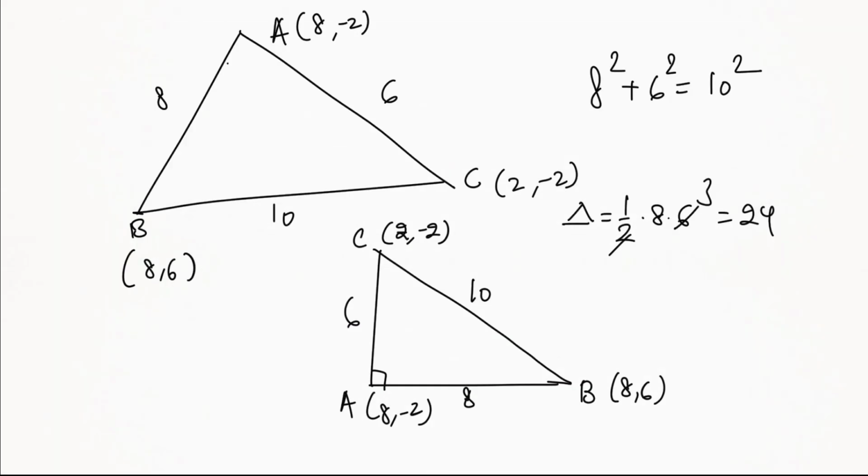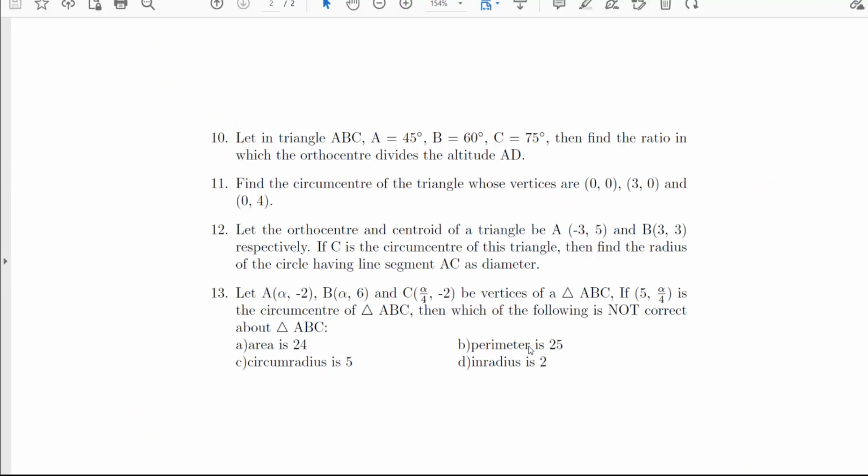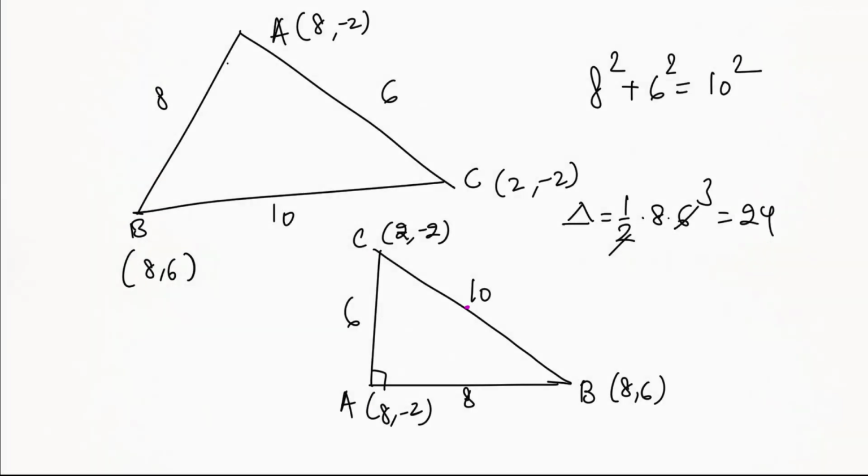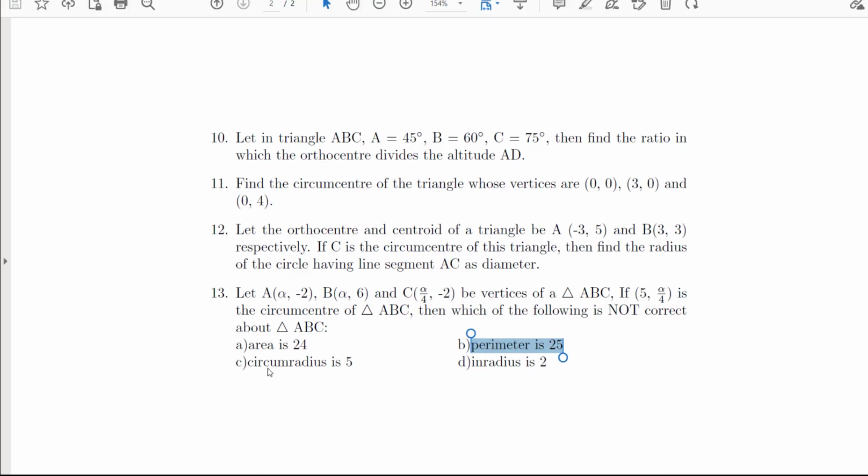Next is perimeter, which will be the sum of the side lengths, 8 plus 6 plus 10. That is how much? 18 plus 6, 24. So this is matching, right? 24. So this is one of the options. Circumradius will be what? Circumradius, you know, this is a right angle triangle. So this is the midpoint of this point and the radius will be this point. This one will be same. And the length of this one is 10, hypotenuse. So this will be 5. Circumradius is 5. So this is also correct. So far B is the incorrect answer.